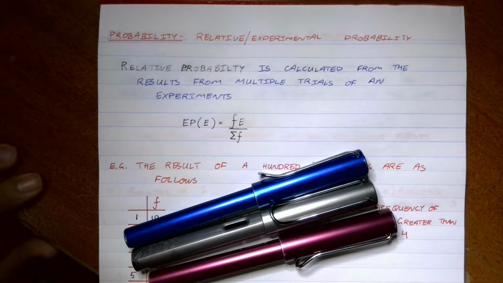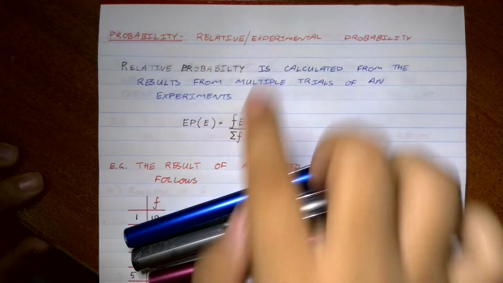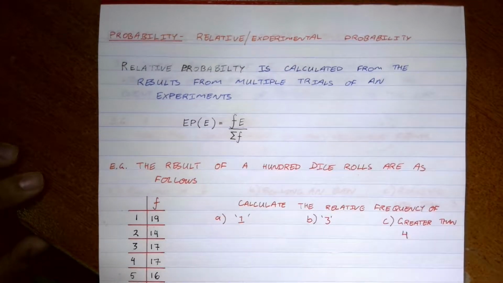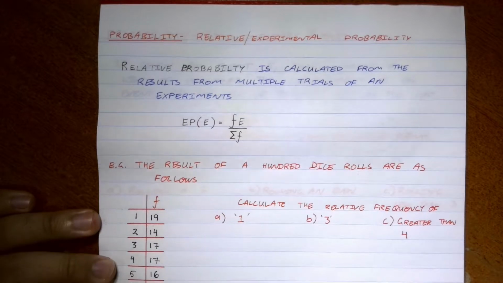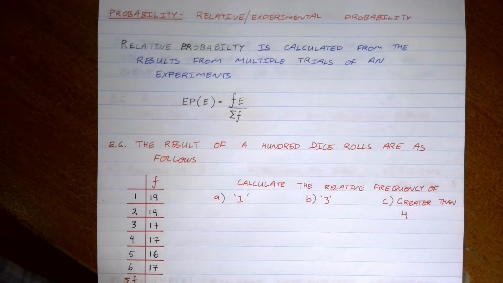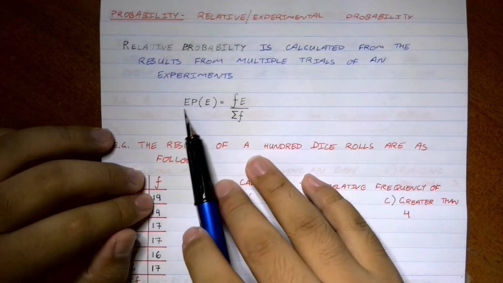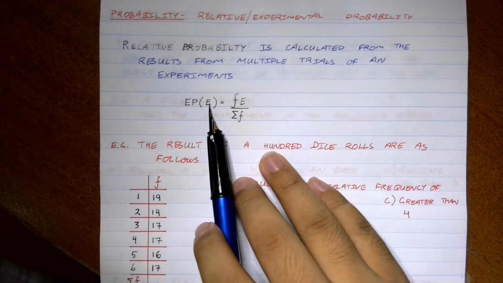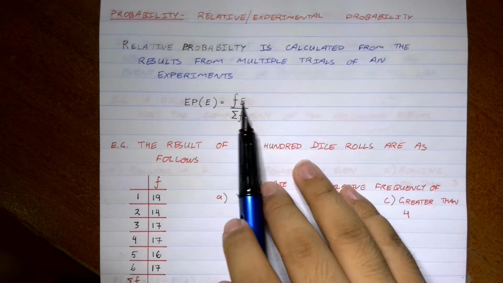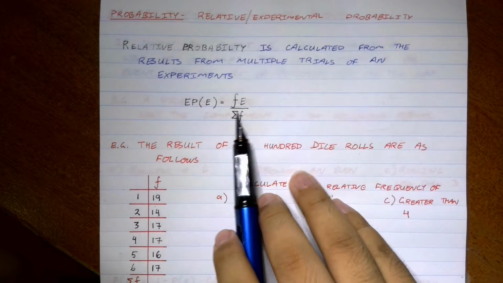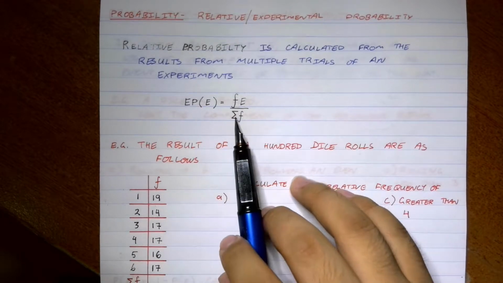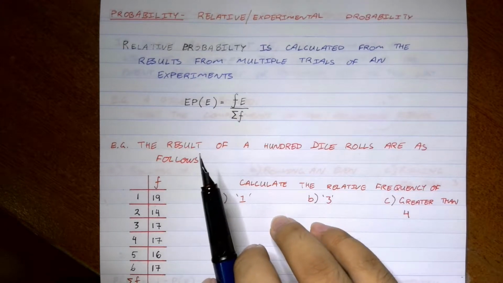In this video we're going to be looking at relative or experimental probability. Relative probability is calculated from the results of multiple trials of an experiment. The short way of writing this is: experimental probability of some event E is given as the frequency of E occurring over the total number of trials. This looks very similar to theoretical probability.